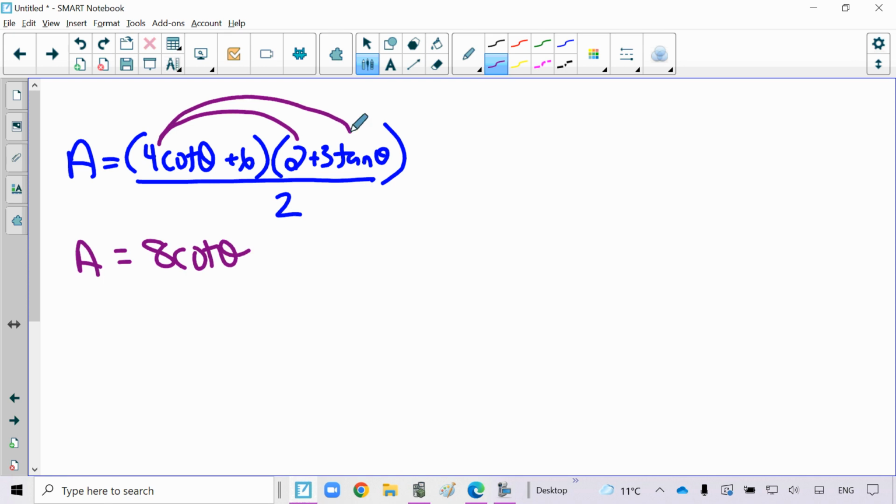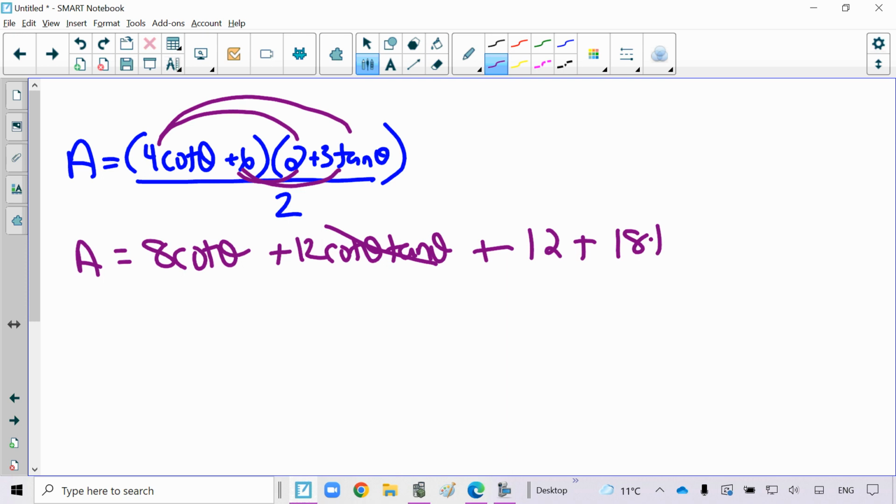4 cotan times 3 tan would be 12 cotan tan. Now, multiplying cotan and tan, hopefully you see that that cancels because cotan is the reciprocal of tan. So if you multiply anything by its reciprocal, that's just 1. Plus 6 times 2 is 12. Plus 6 times 3 tan theta is 18 tan theta. And that will all be divided by 2.